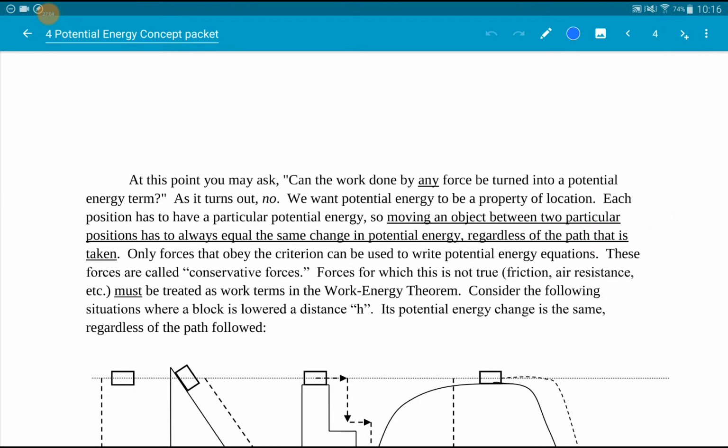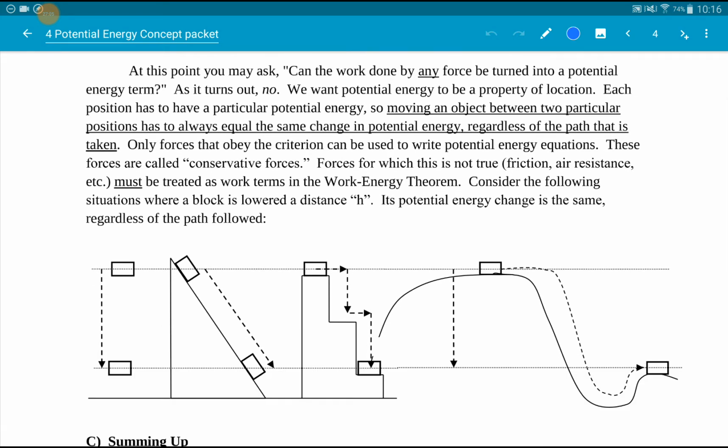Okay, cool. Moving on. At this point, you may ask, can the work done by any force be turned into potential energy terms? As it turns out, no. We want potential energy to be a property of location. Each position has a particular potential energy. So moving an object between two particular positions has to always equal the same change in potential energy regardless of the path that it has taken. So this is a path-independent function.